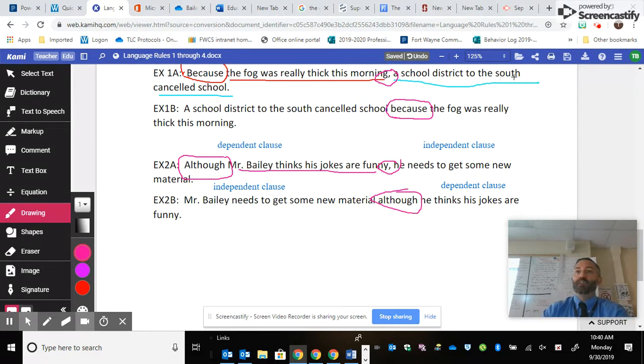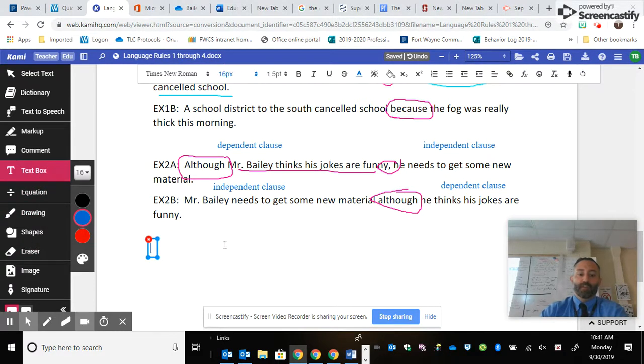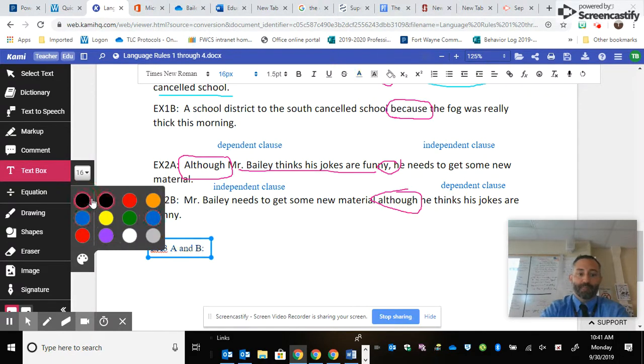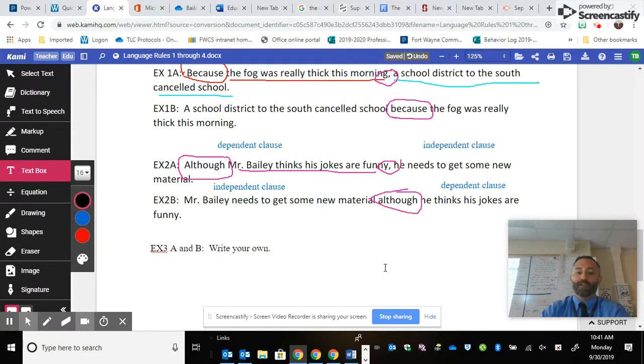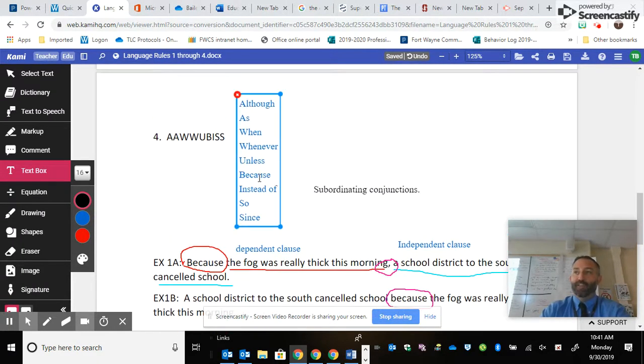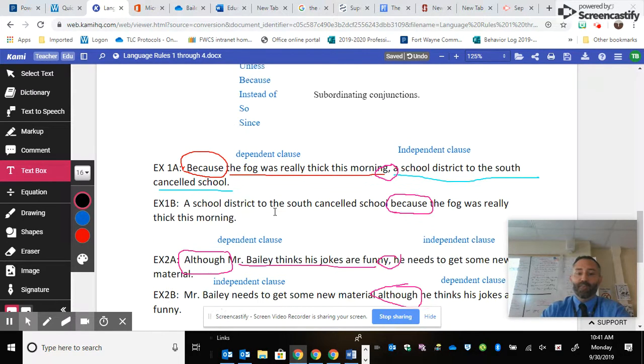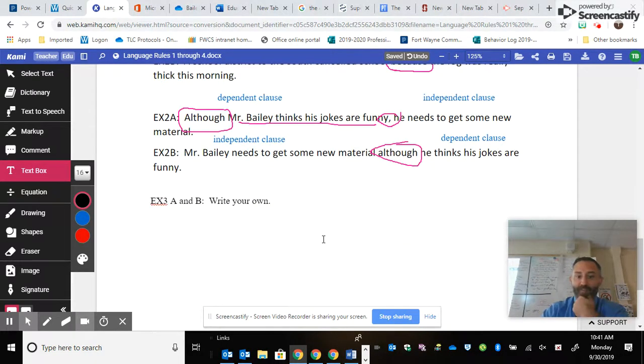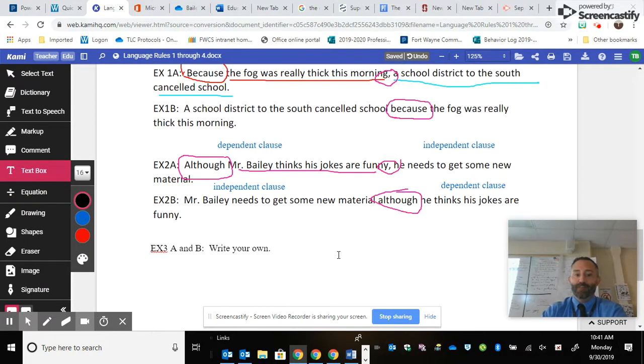Is there any questions about the two examples that we did? No? Okay. So what I'm going to do then is, for example 3, A and B, write your own. And I'm going to scroll up very quickly here. Use the list and see about doing that. So with that said, I'm going to pause the recording.